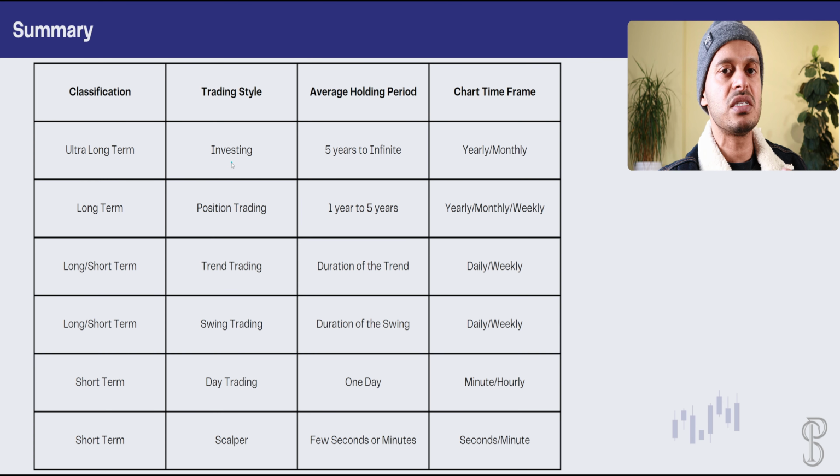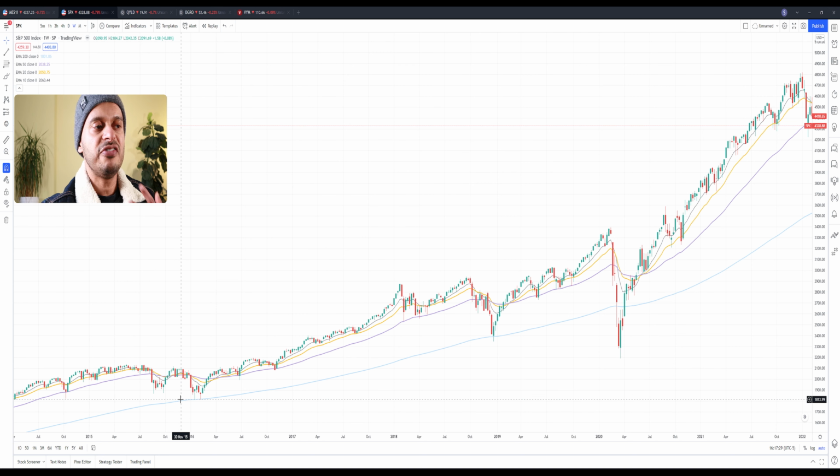But for trend trading, by definition, trend trading is a trading style that attempts to capture gains through the analysis of an asset's momentum in a particular direction. So let me look at a chart. Let's look at a chart and see what exactly that would mean. So this is again the S&P 500 index, and this is on the weekly time frame. And if I was a trend trader, I could be a long-term or a short-term trend trader.